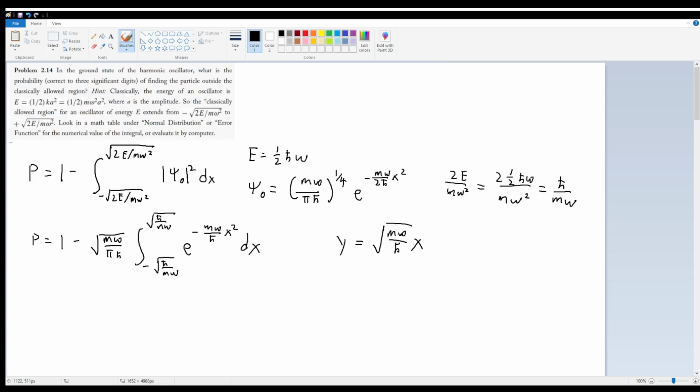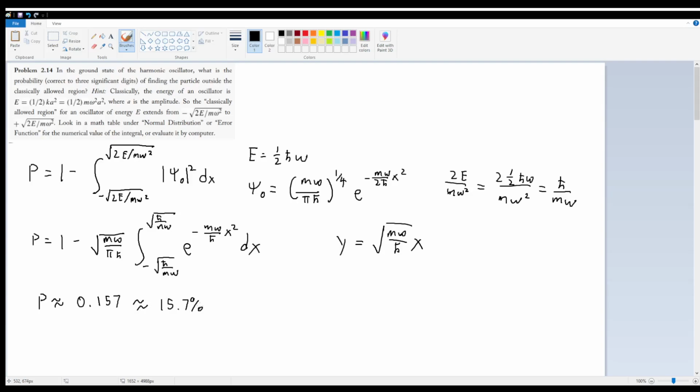But we can't actually solve this integral because at the end, once we get our error function values, the end result is going to be something like erf of 1, which we don't know without plugging into a calculator. So at this point, we're just going to do what Griffiths suggests, which is to plug this into a calculator. And what this gives us is that the probability of being outside of the classically allowed region is about 0.157, or approximately 15.7%.